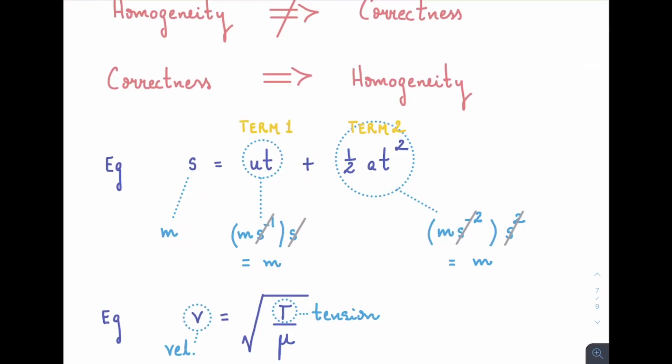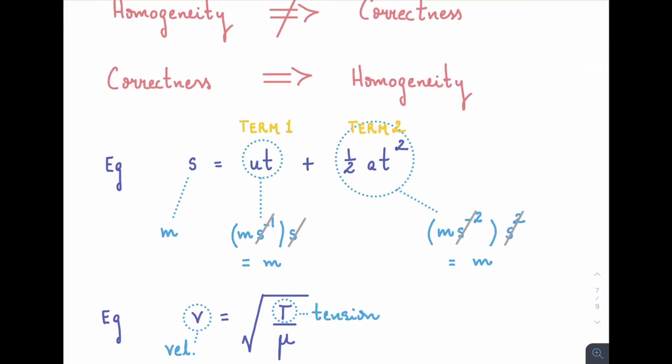So what I'm saying is that to check for homogeneity, when we have more than one term, so we have the plus sign or the minus sign in a formula, we have to check that each term has the same units as the subject. So let's do so. Term 1 is ut, u meaning initial velocity, so units meter per second, multiplied by time, which is in seconds. So we have second to the -1 multiplied by seconds, which cancels, so we are left with meters.